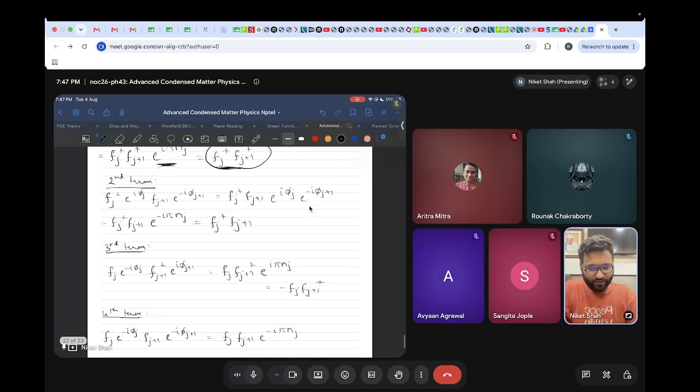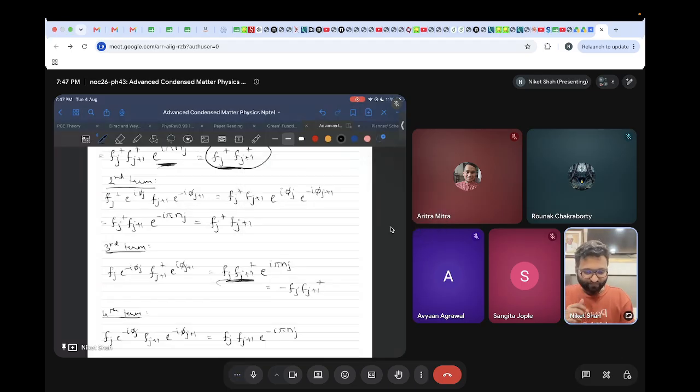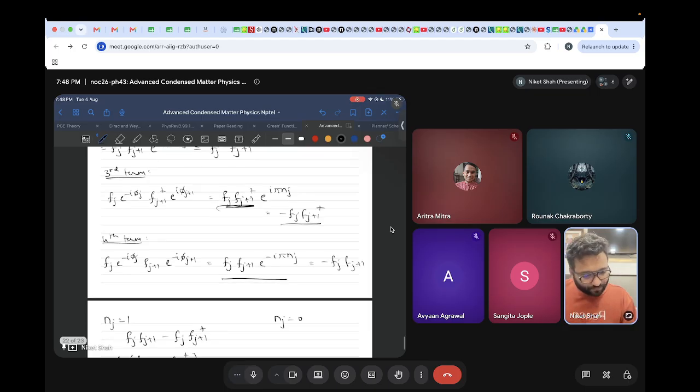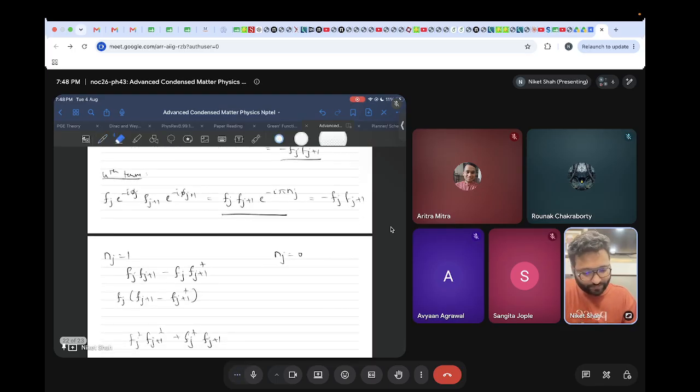In my third term, for this term, nj has to be equal to 1. 0 won't suffice. nj equal to 0 will give me, the term itself will give me 0. So it will always have a negative sign when nj equals 1. Again, when nj equals 1 here, even this term will always give me a negative sign. So this term always ends up giving me fj plus 1. So what I have is 4 terms like this.